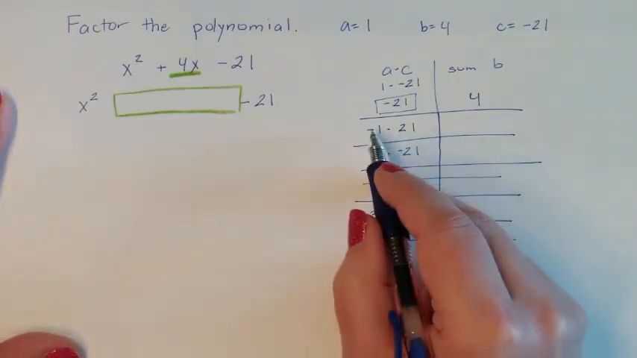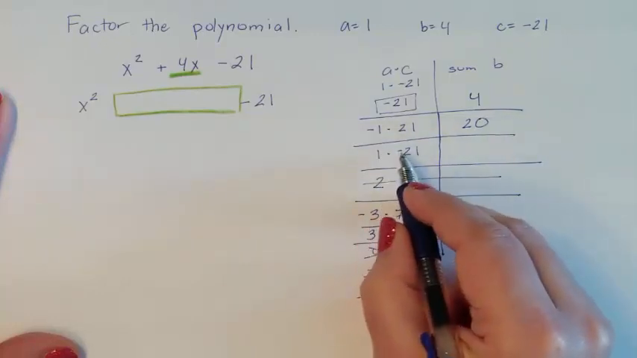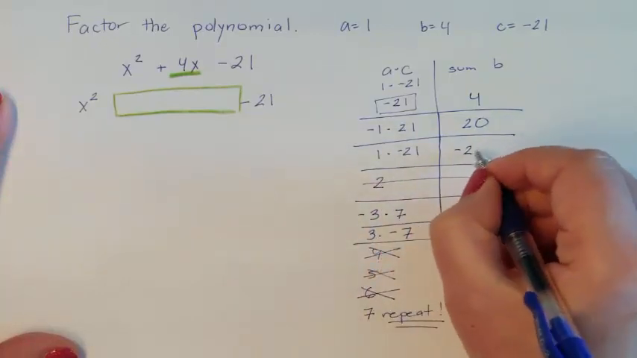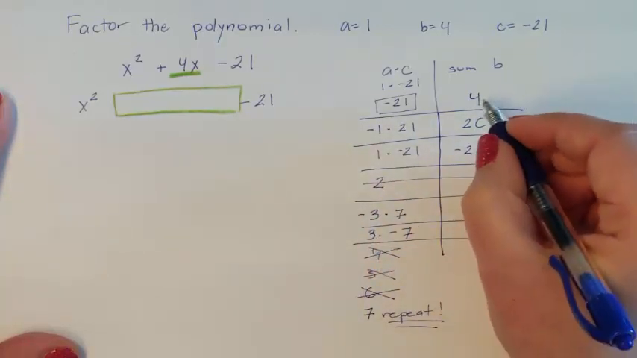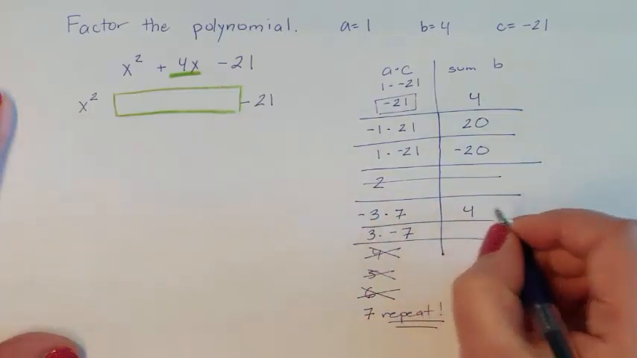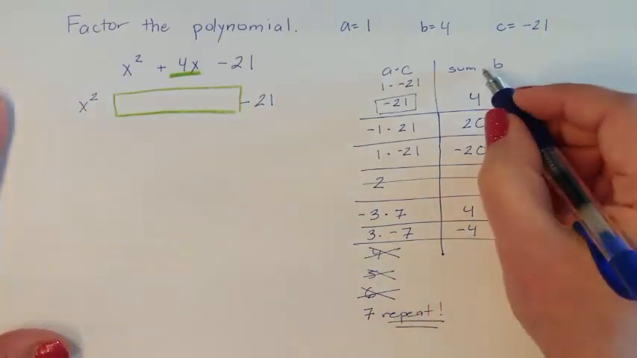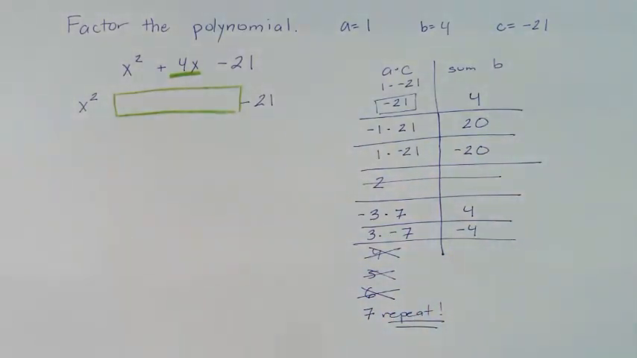So let's see what they add to. Negative 1 and 21 add together to give me 20. 1 and a negative 21 add together to give me a negative 20. Neither of these are the 4 that we need. Negative 3 and 7 add together to give me 4. 3 and a negative 7 add together to give me a negative 4. Only one of them gave me the 4 that I needed.